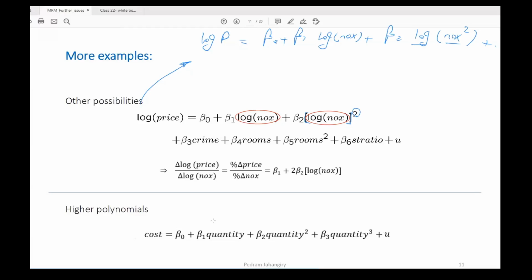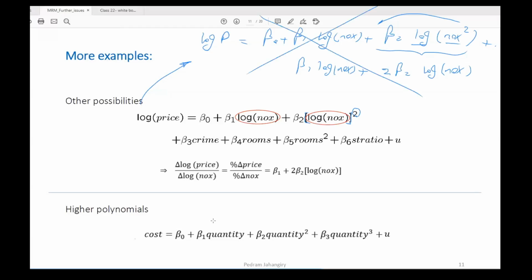Why? Because if I use the property of log, so what do I have? This 2 can come out. So I have 2 beta 2 log nox. And then here I have beta 1 log nox. So what do I have? I have beta 1 plus 2 beta 2 log nox. I don't have a quadratic version in the model, right? So this is wrong. Make sure that you put this square outside of the log.